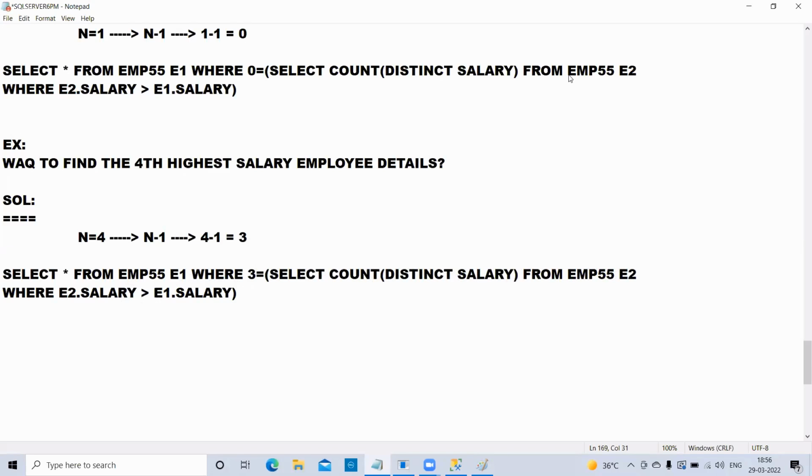That's it. So here there is no need to write multiple queries. Only one single subquery statement. So we are finding any nth highest salary.